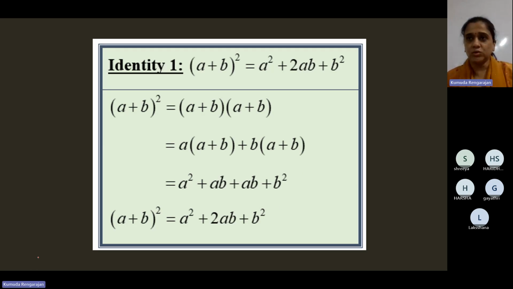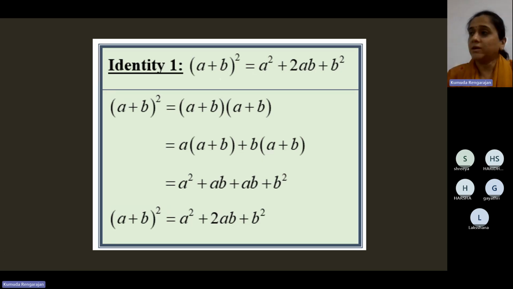Today's topic is algebraic identities. It is a subtopic in the chapter polynomials. In this chapter, we have the remainder theorem, the factor theorem, and the last part of this chapter is algebraic identities. We're going to have a look at some important algebraic identities and their derivation in today's class.